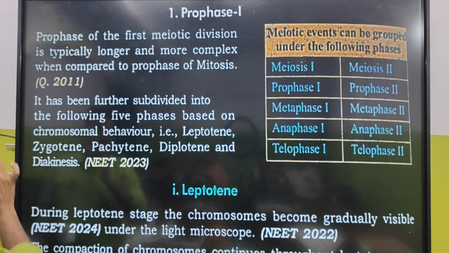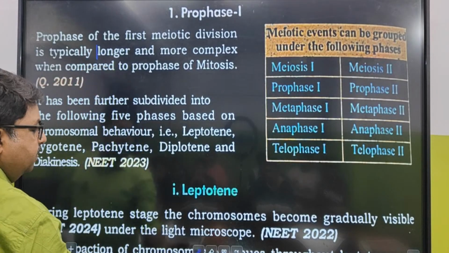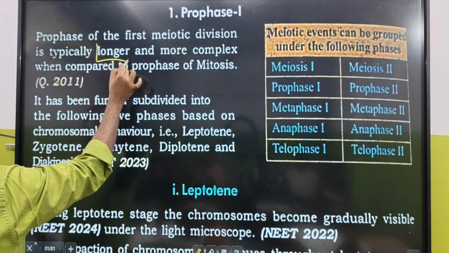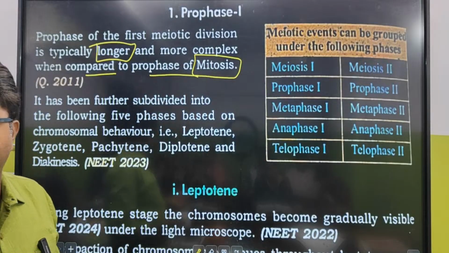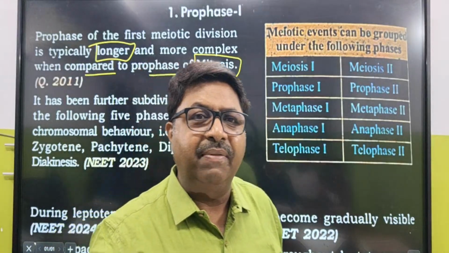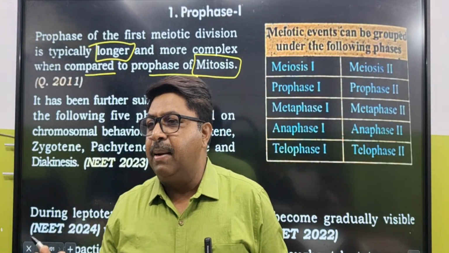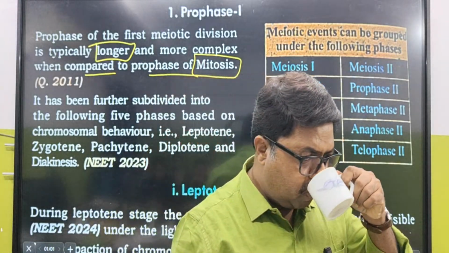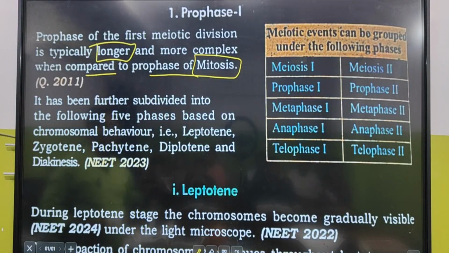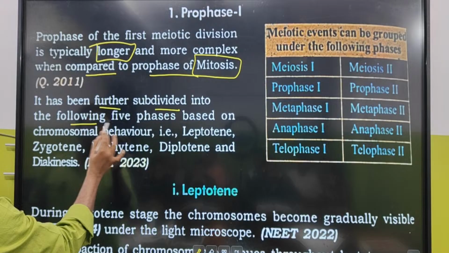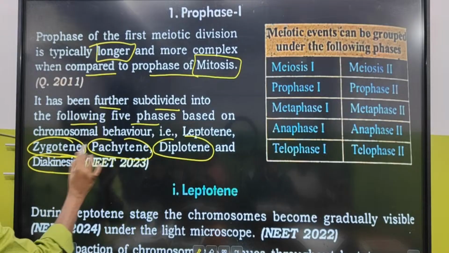Prophase of the first meiotic division is typically longer and more complex when compared to the prophase of mitosis. Why is it more complex? Because it has 5 substages. What are the names of the stages? Leptotene, zygotene, pachytene, diplotene, and diakinesis. It has been further subdivided into these 5 phases. This is leptotene.